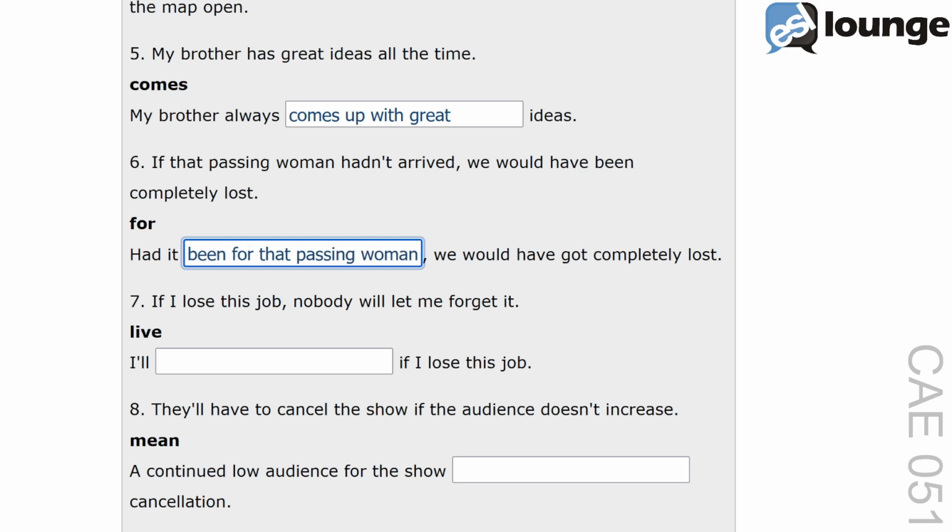The phrase had it not been for is used to express that something prevented a negative outcome. Not been for that passing woman indicates that her arrival was crucial in preventing them from getting lost. Another example, had it not been for his quick thinking, we would have missed the train.